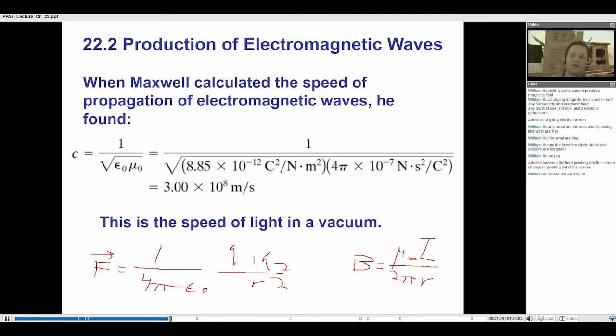weaker further away. And so epsilon naught is basically how well do charges interact, and mu naught is how well do currents create magnetic fields, right? So if you were in another universe where mu naught was 100 times bigger than in our universe, then you could create really strong magnetic fields with little current.